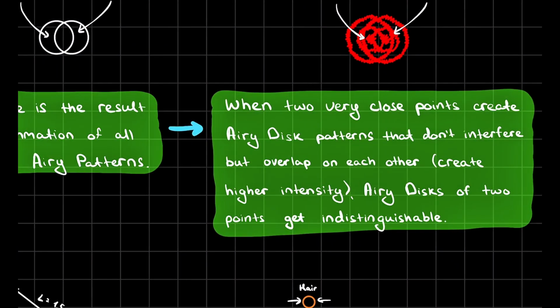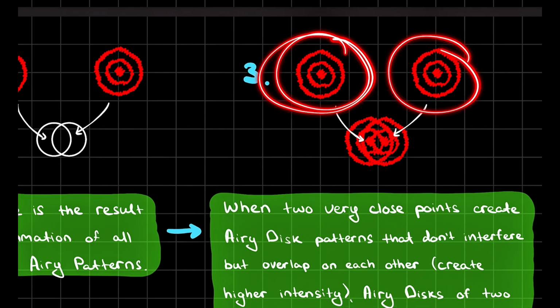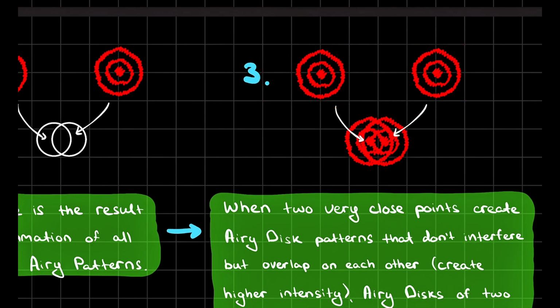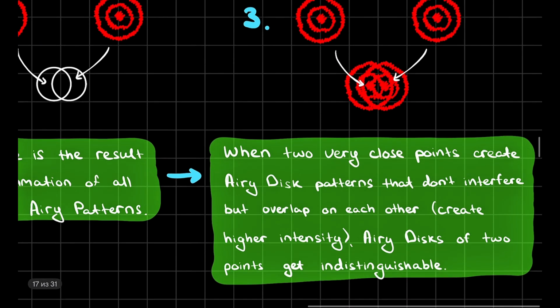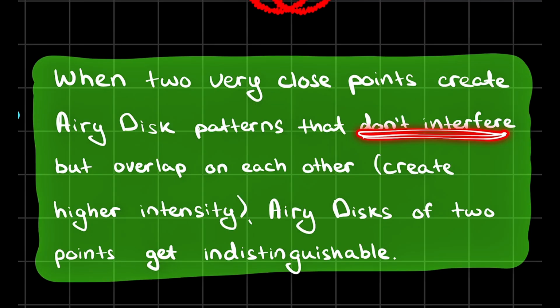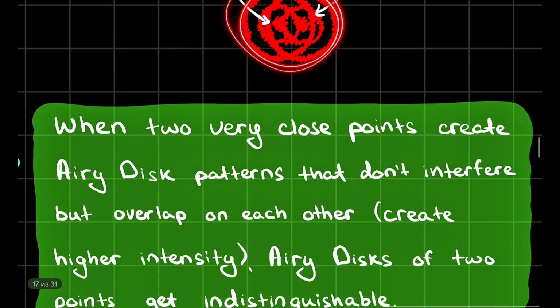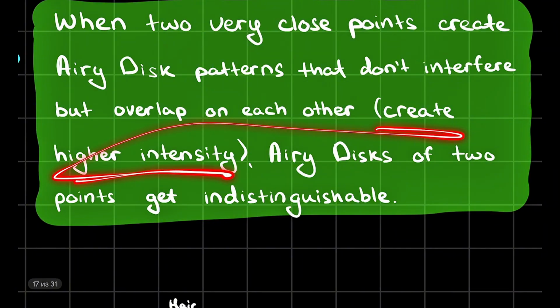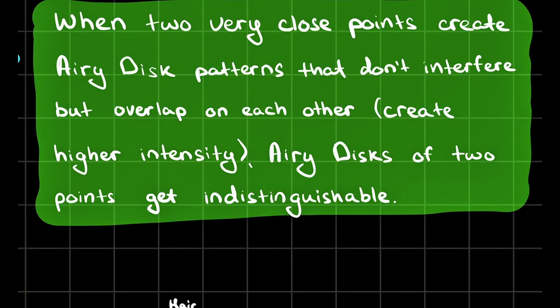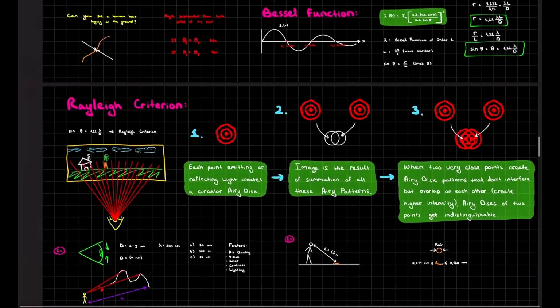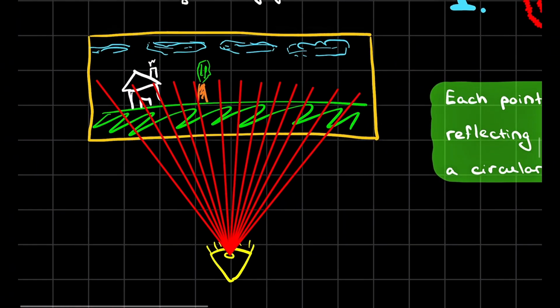Yep, good. However, when two such Airy patterns come to our eyes from different points, and those 2 points are too close to each other, then the problem is that they do not interfere with each other because they are too close, and instead they overlap on each other, like this. They overlap, and they create higher intensity. They create intensity instead of some new image, okay? Airy disks of 2 points become indistinguishable, so I hope that you understand what it is, yeah? Okay, if you understand, it's good.